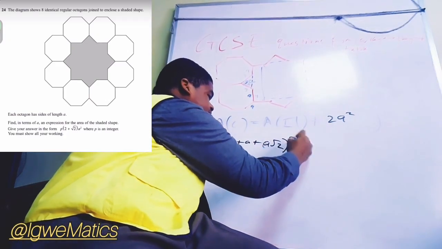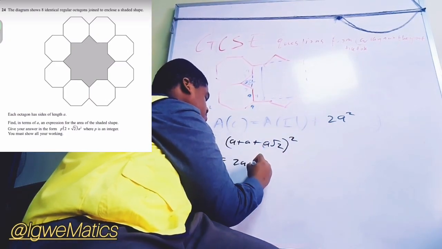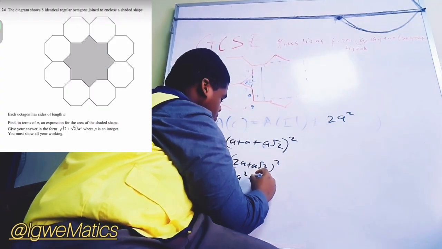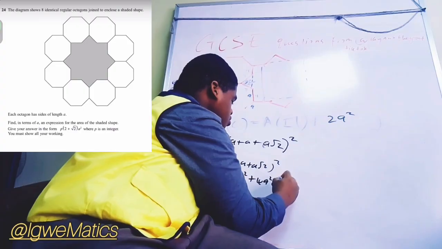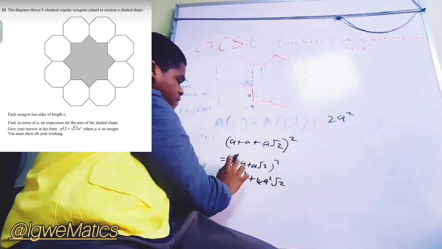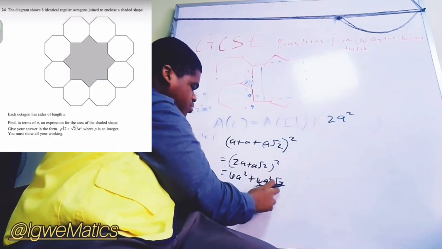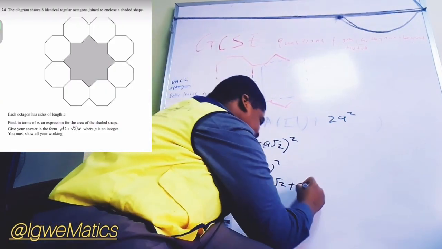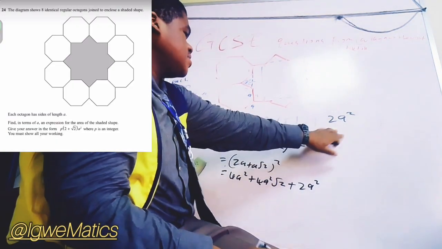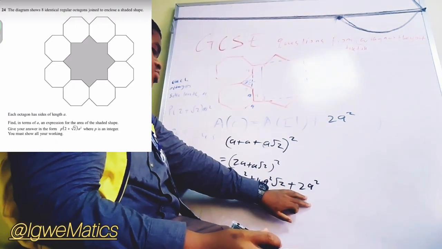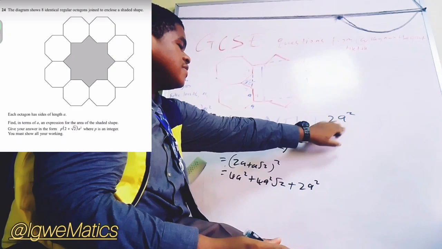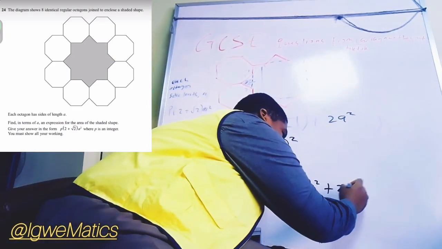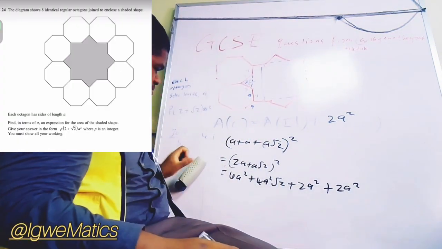2A plus A root 2 all squared, which is equal to 4A squared plus 4A root 2, 2 times 2, that's 4, A times A, that's A squared, times 2, plus 4A root 2 plus 2A squared. Don't forget, this is the area of the square. We need to add the area of the 4 triangles that we just got here. So we are adding plus 2A squared again.